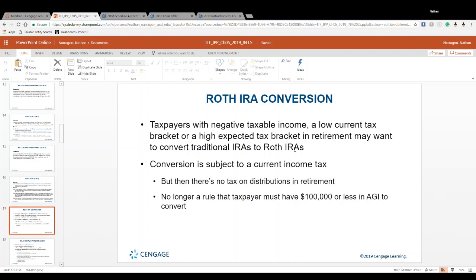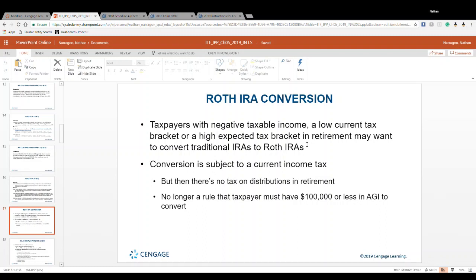Okay, so we can convert. Conversion is fine and dandy, and taxpayers with negative taxable income or a low current tax bracket or a high expected tax bracket in retirement usually tend to try to convert their traditional IRAs to Roths. They are subject to a current income tax, since we're converting from a traditional to a Roth, so there is some tax involved, not much, but after you're done with the conversion, there is no tax on distributions in retirement. Again, that's to avoid being taxed on the traditional distributions when you actually get those payments. That's why it's a high expected tax bracket in retirement.